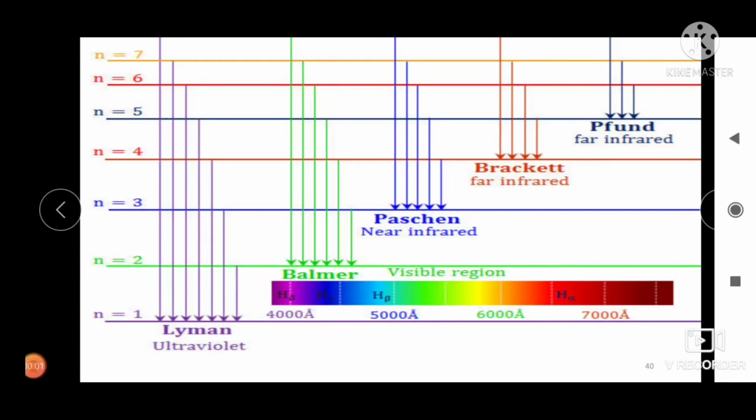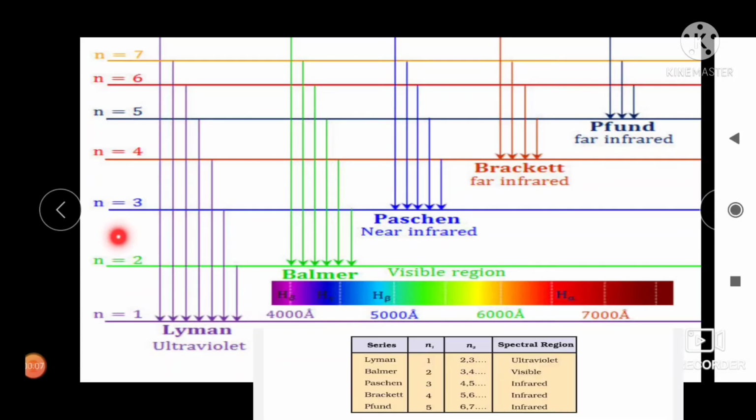For Lyman series, n1 equals 1 and n2 equals 2, 3, 4, 5, 6, 7, etc. The electronic transition is from high energy levels such as 2, 3, 4, 5, 6, 7 to lower energy n equal 1 level. And the line lies in ultraviolet or UV region.